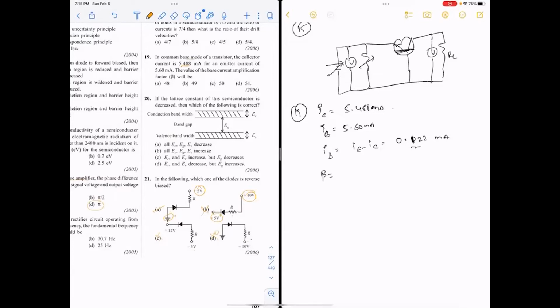So beta is equal to how much? In common base mode, beta is asked. So normally what is beta? IC by IB. What is IC? 5.488 by 0.122. How much is it? What are the options given? Oh, you have to calculate. All are very near: 48, 49, 50, 51. 5488 by 122, simplify. Do it.